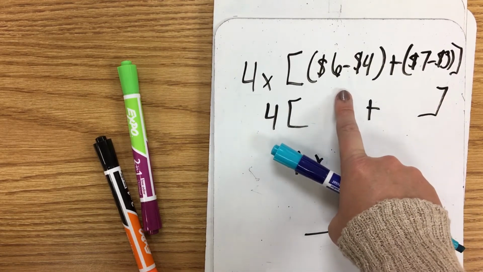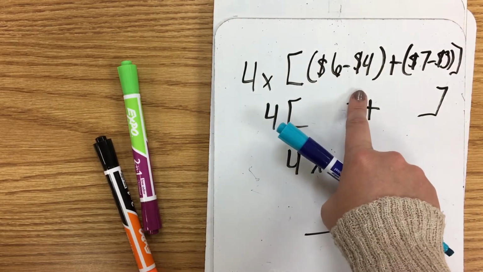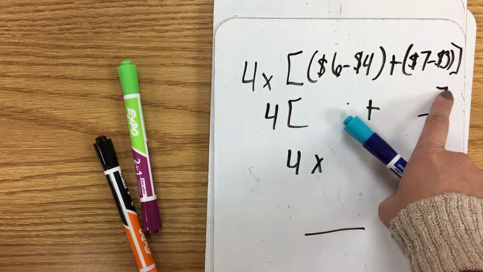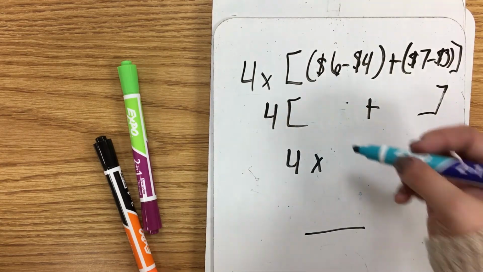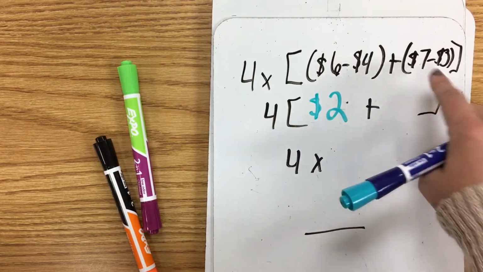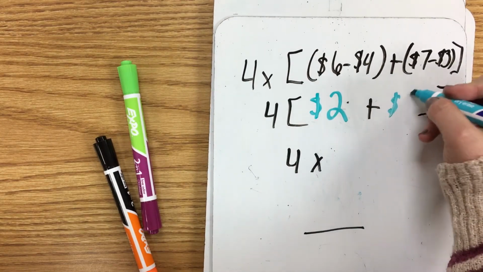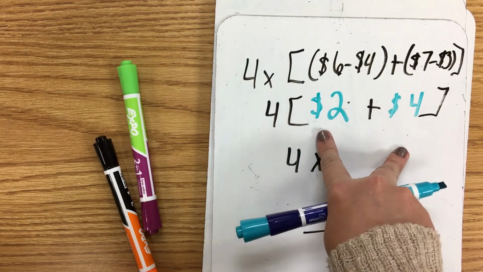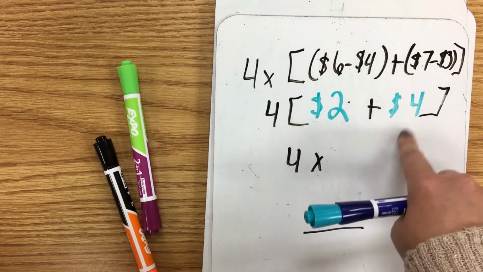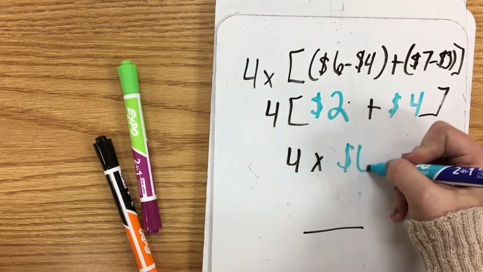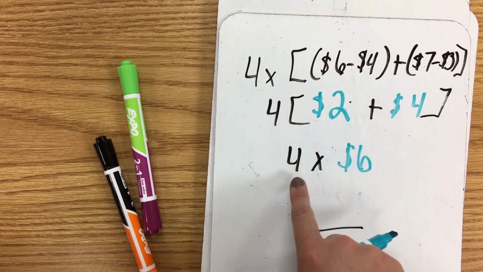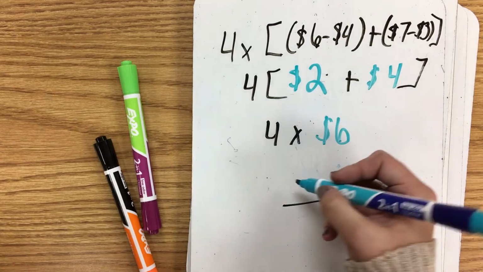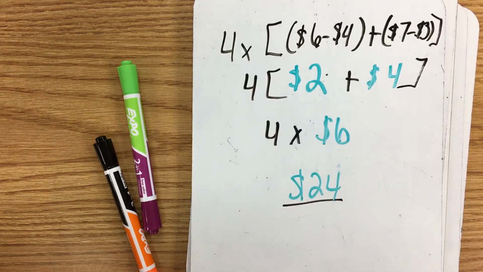Right here, Juan gets his $6 and spends $4. Tina gets $7 and spends $3. If I figure that out, what is 6 minus 4? $2. And 7 minus 3 is how much? $4. I still have to do what's inside this bracket, right? What is 2 plus 4? $6. And how many weeks did it say that they had until their mother's birthday? 4. So 4 times 6 is 24. They will be able to save $24 for their mother's birthday present.